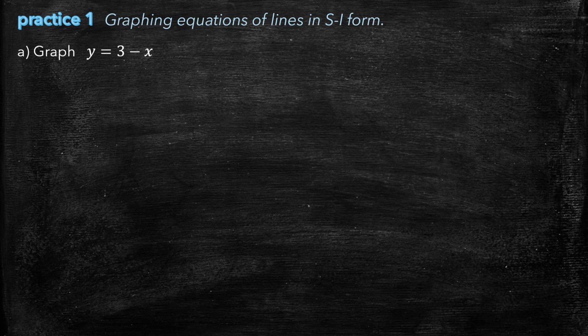So for our first practice problem, we are going to practice graphing equations of lines in slope-intercept form. So here's an equation of a line. It is in slope-intercept form. We would just have to rearrange it, but it's of the form mx plus b. And we're going to learn a shortcut for graphing.